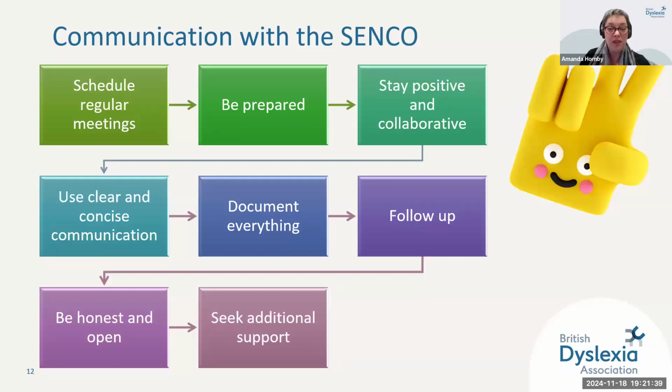And seek additional support if you need it. Don't hesitate to ask for advice from other professionals. It might be other therapists in the area, any other teachers, any specialists in the area. If you need to, get in touch with your local dyslexia association, and start a relationship with that group. But by maintaining that open and honest and regular communication, you can build a very strong partnership with the SENCO and the school and the teaching staff to help your child's educational journey.